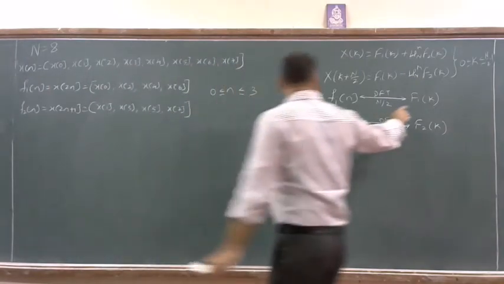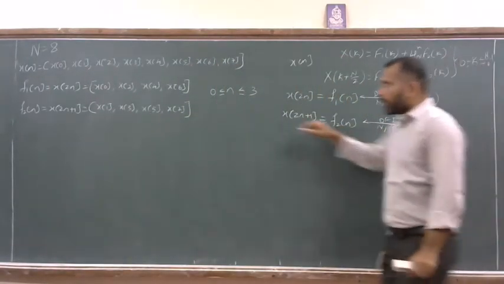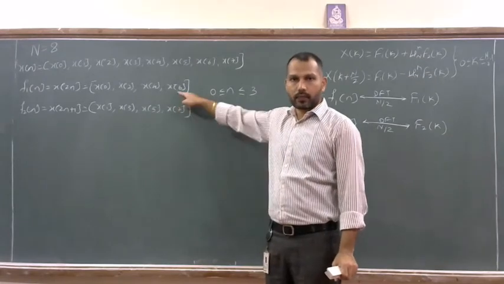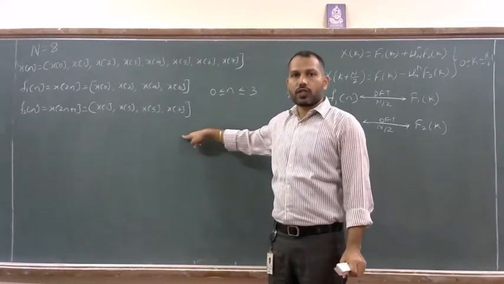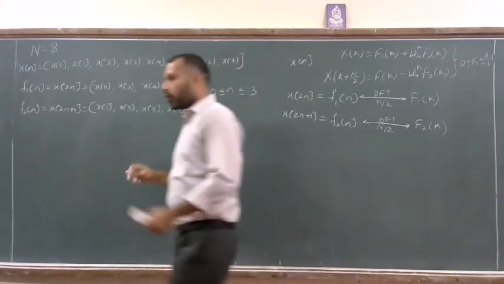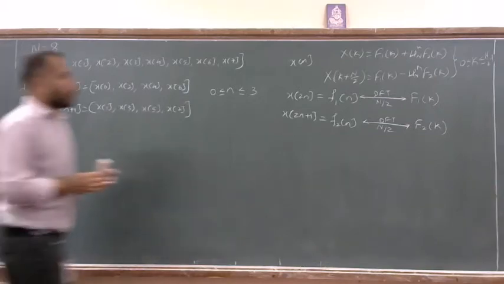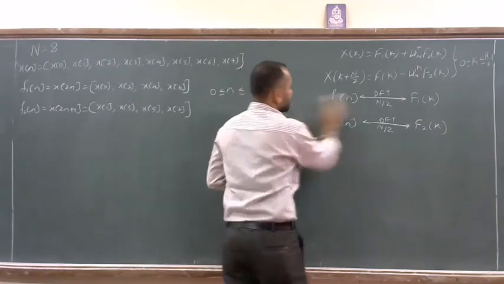And these two, F1 of k and F2 of k, are the 4-point DFTs of these two sequences. Are you all following? Yes, sir. Okay.